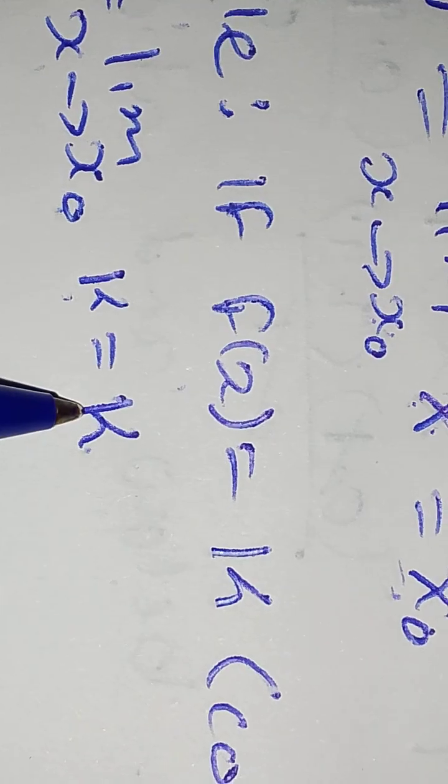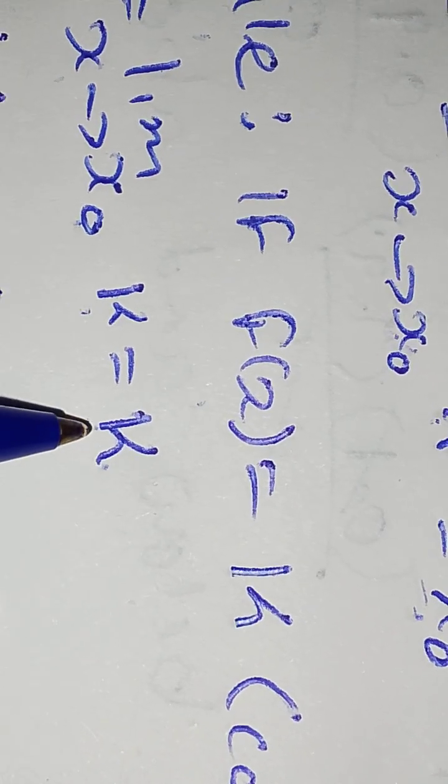Then let's look at the second law, which is the constant law. If f of x is k, which is a constant, then the limit of f of x as x approaches a certain number is k. So the limit of k as x approaches a certain number is equal to k. A limit of a constant is the constant itself.